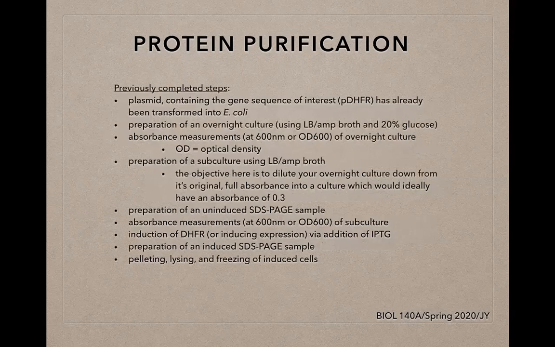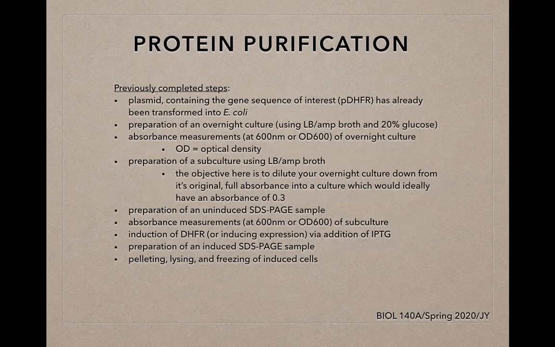For the first half of the protein purification lab, there were many protocols that students completed. As mentioned before, the plasmid pDHFR had already been transformed or inserted into E. coli cells. pDHFR stands for the plasmid, which contained DHFR. An overnight culture was initially prepared. The overnight culture would need LB-AMP broth, 20% glucose, and of course, E. coli cells.